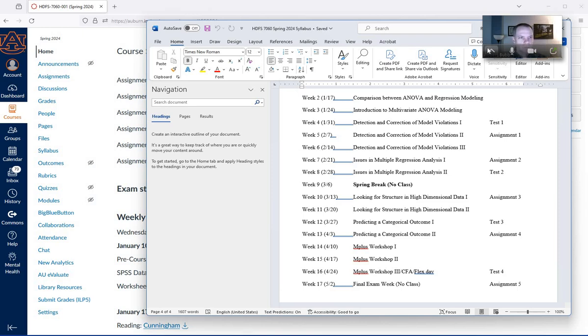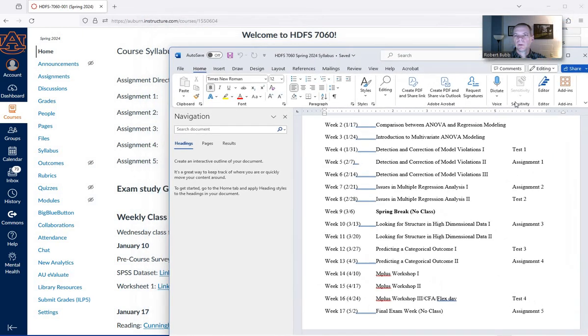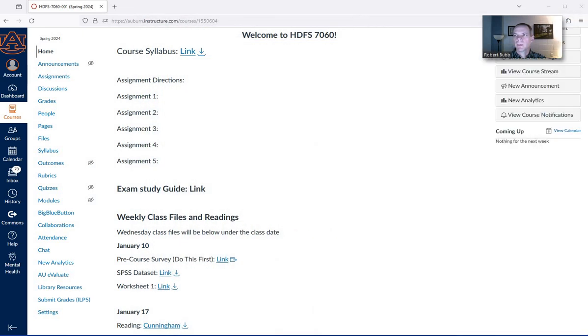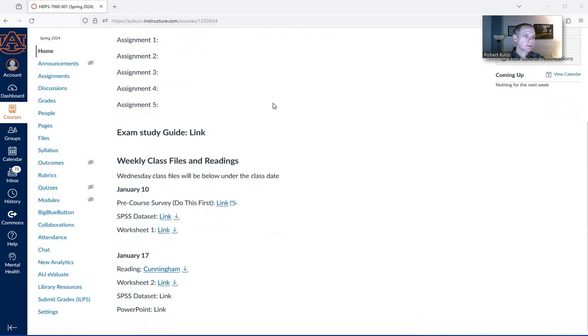All right, so let's move on just really quick. I just want to touch on a few things. If you're on the Canvas homepage, you'll see that the syllabus link is right there near the top, that you can click on and download. Make sure you have a copy of it. Make sure you look at it. We'll talk briefly about the syllabus when we come back next Wednesday, just to make sure we're all on the same page. Just like last semester, there is that exam study guide link. That study guide is going to look very similar to what we did last semester. And just like last semester, you'll see our weekly class files and readings. They'll be listed there for each day that we're working.